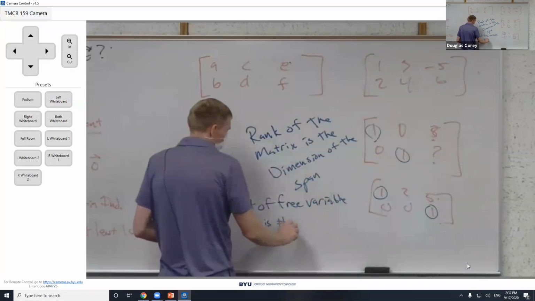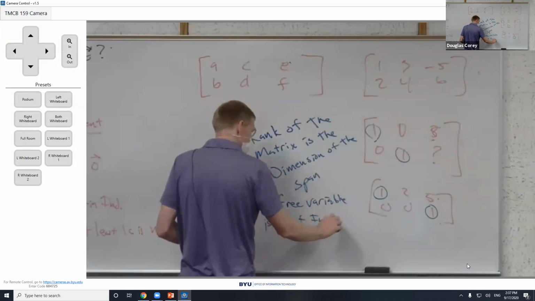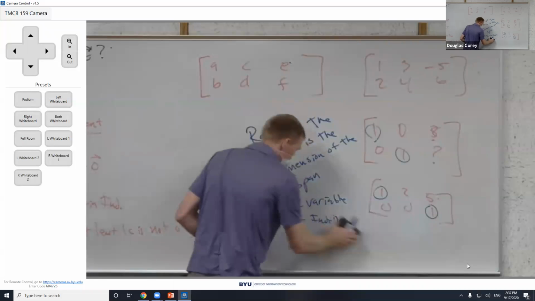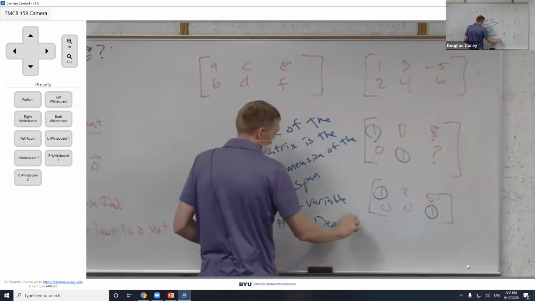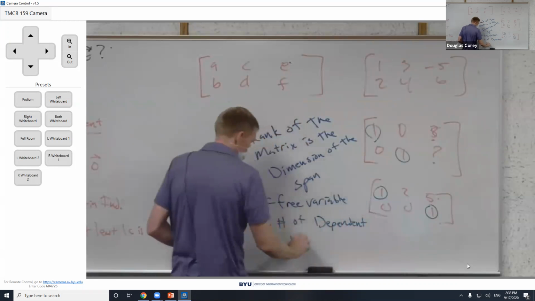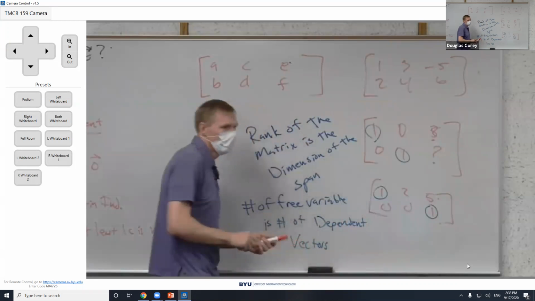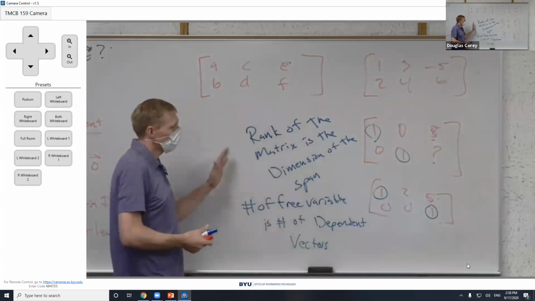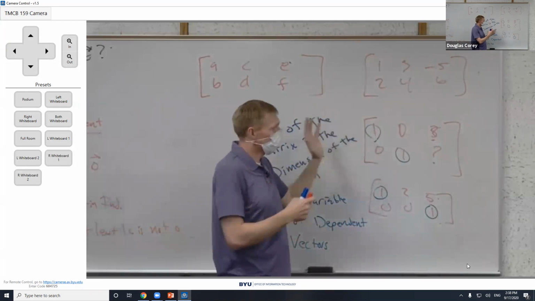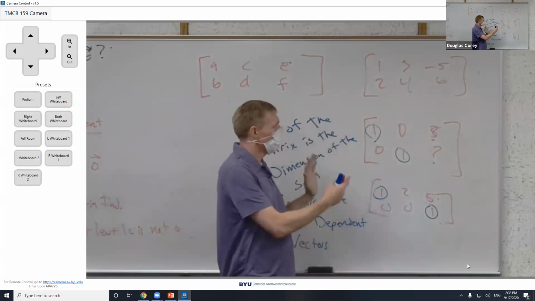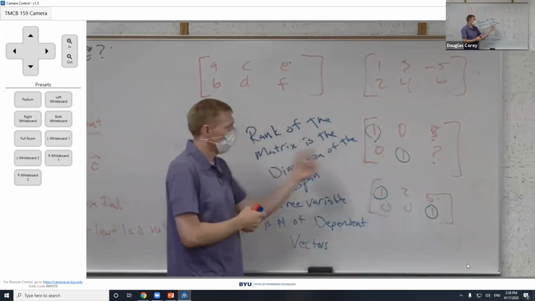is the number of dependent vectors in the set. So we're going to go back to using our row echelon form to just start seeing whether these are independent. How many independent vectors do I have at most in that set?